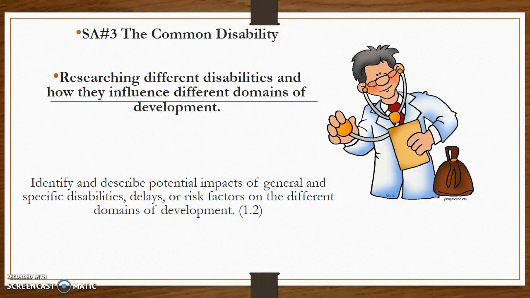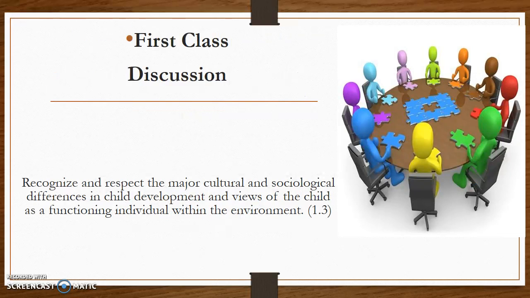To identify and describe potential impacts of general and specific disabilities, delays, or risk factors on the different domains of development. The common disability student activity, we had to research 5 different disabilities and how they affected several domains of development in different stages of life: sensory motor, emotional and physical, cognitive development, but not only in elderly and young students, but in infancy as well, if we could find information. So kind of the warning signs that this disability might be affecting that child.